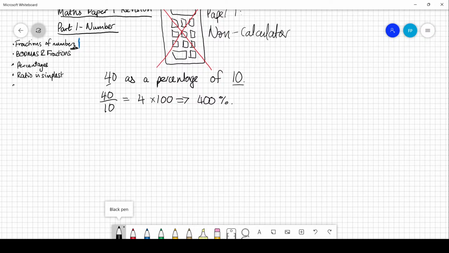And this basically works for any other kind of number combination. And they'd be nice to you about this in the exam. They won't give you irrational stuff like as a percentage of 7, you wouldn't want to divide by 7 without a calculator.